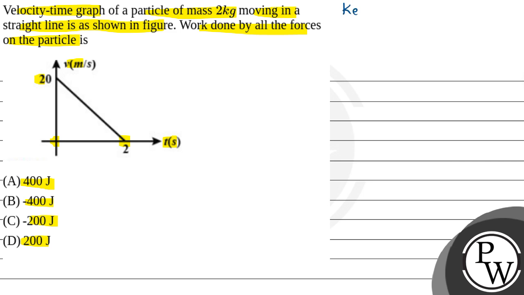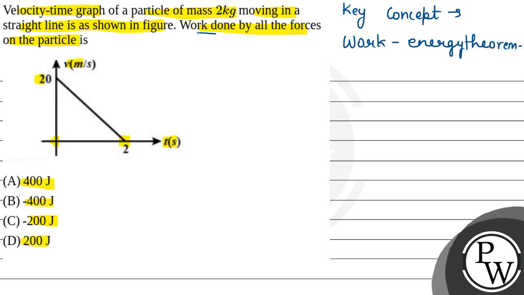So first of all, to solve this question, we will see the key concept of the question. So in the key concept, हमारे पास हमें निकालनी है वर्क डन की वैल्यू. So हम यहाँ पे यूज करेंगे वर्क एनर्जी थ्योरम. Okay, what this theorem says, work energy theorem. This theorem shows the relation between work done and kinetic energy, and we have the value of velocity, so we can usually count here the kinetic energy. So work done is equal to change in kinetic energy.